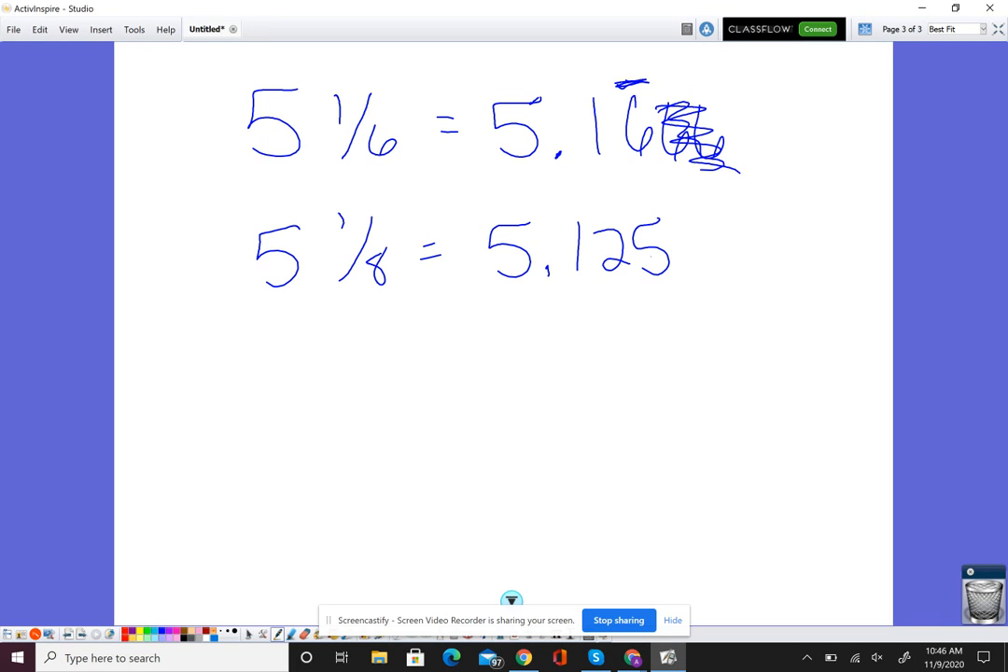Oh, Mrs. Reed knows her division. Wow, she's smart. Yay. We got a smart lady teaching us.